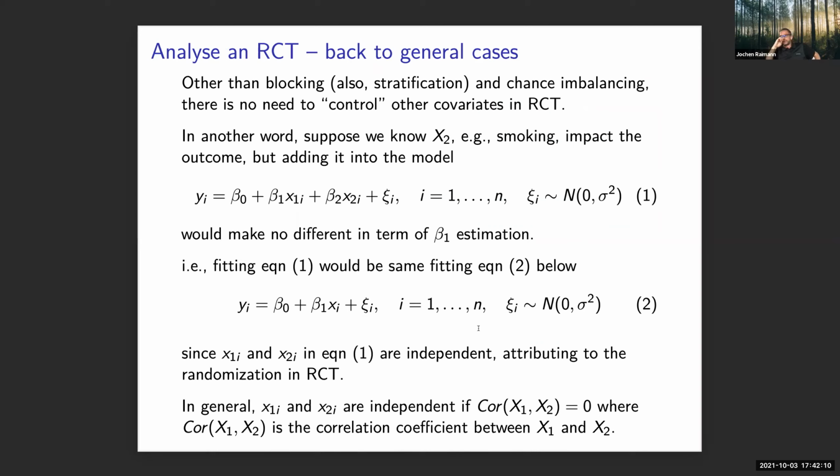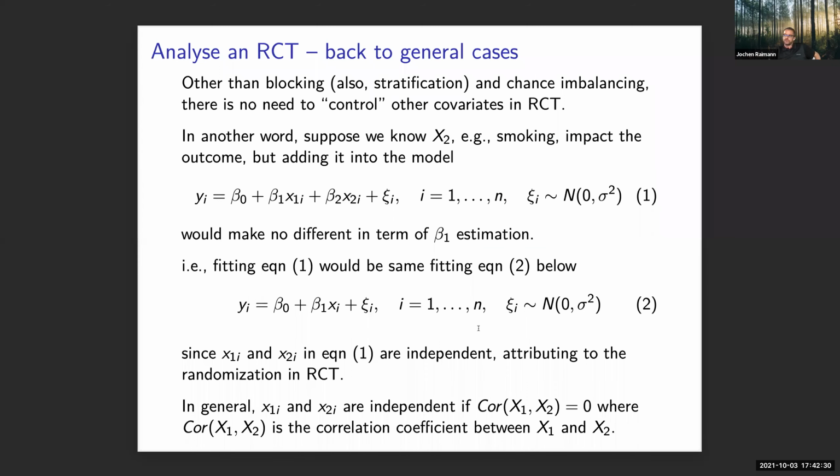But back to general cases. So now this was a very specific example. So let's keep it simple. Other than blocking or the stratification and the chance of imbalance, there's no need to control for other covariates. So control meaning adjust for other covariates in the model.